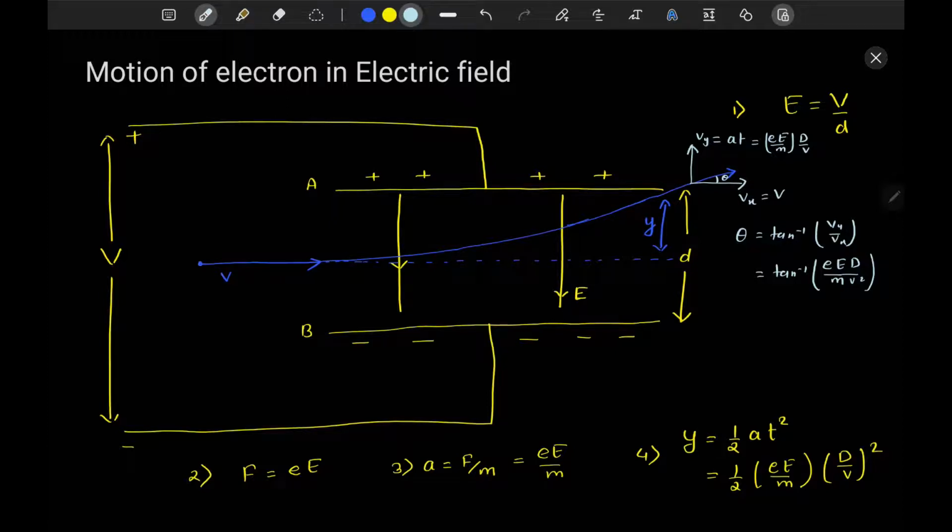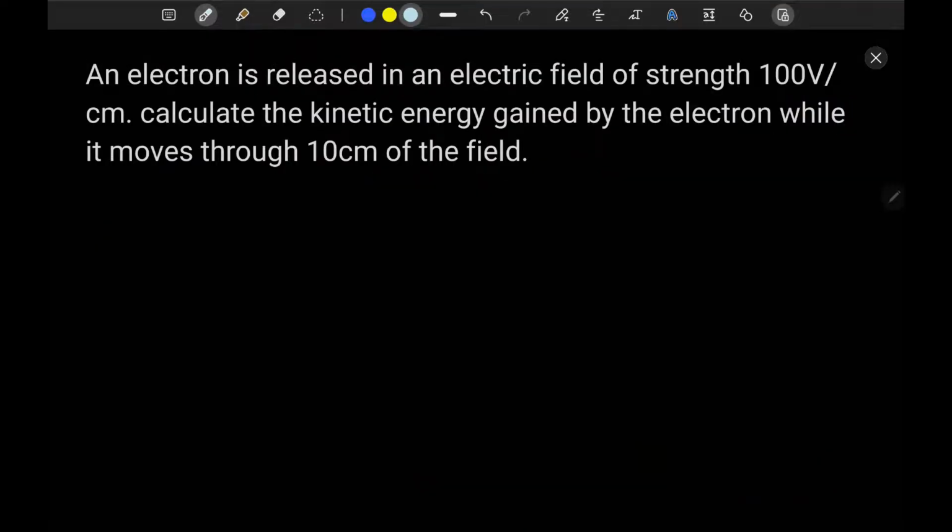This is all about the theoretical concept on the motion of electron in electric field. Now we will use this concept to solve some numericals related to this topic. We have a numerical question. An electron is released in an electric field of strength 100 volt per cm. Calculate the kinetic energy gained by the electron while it moves through 10 cm of the field.